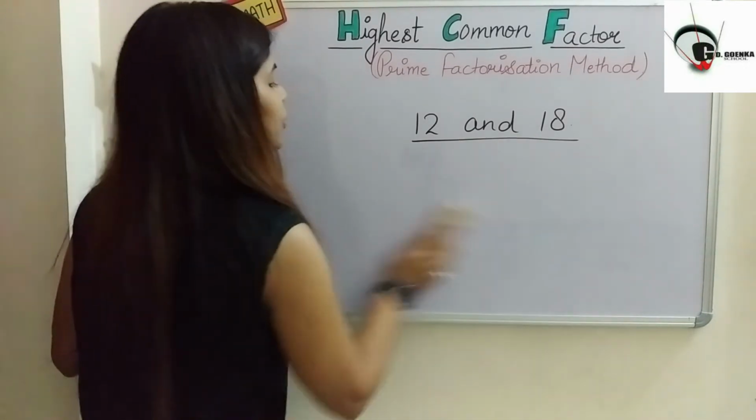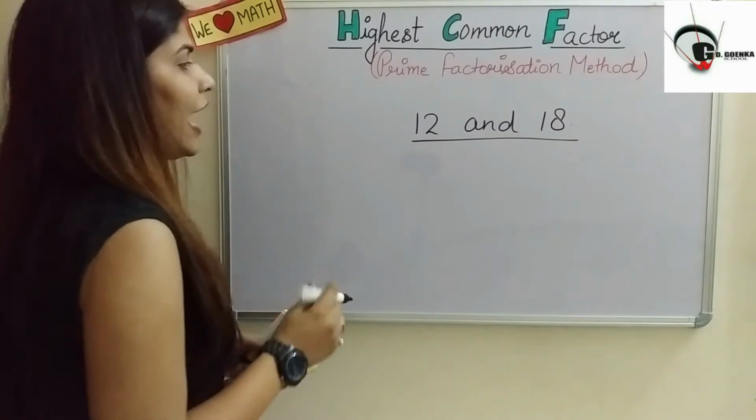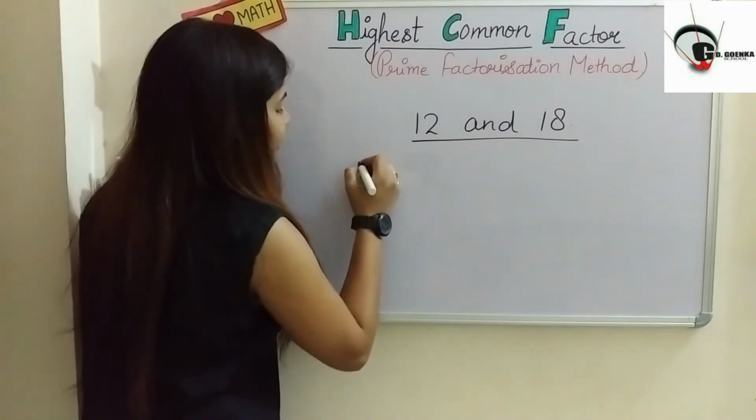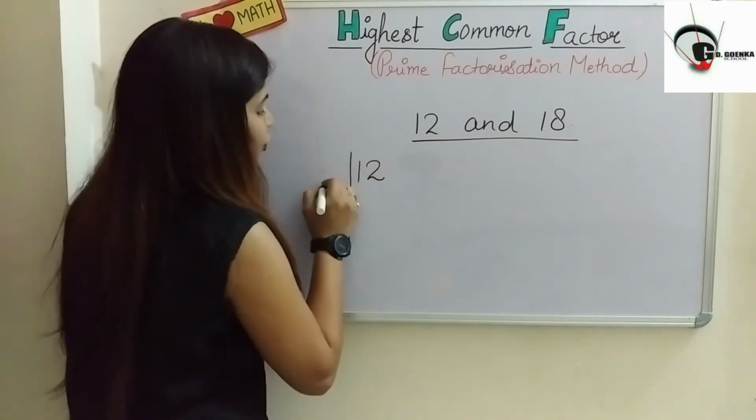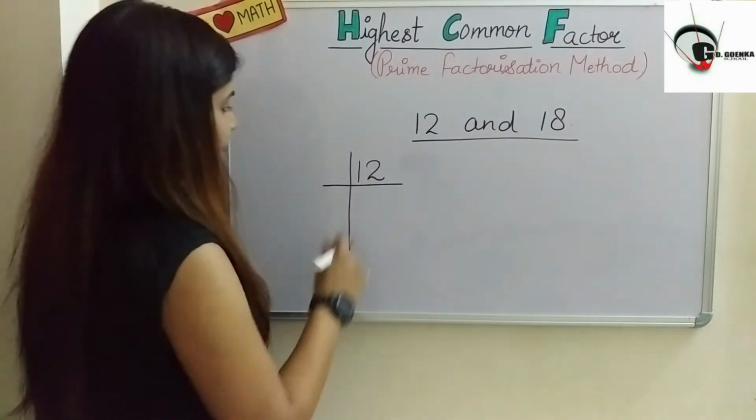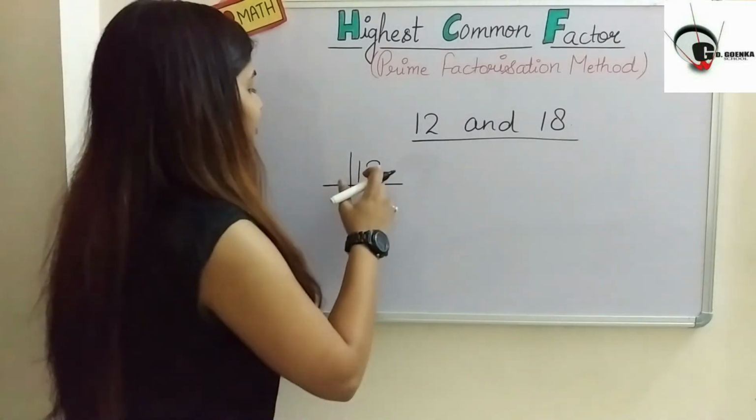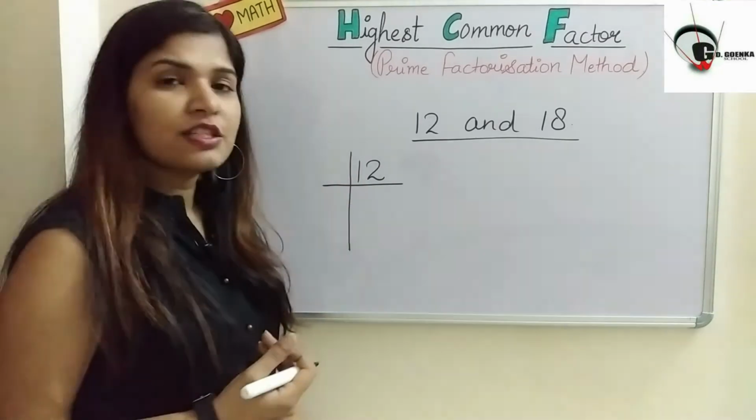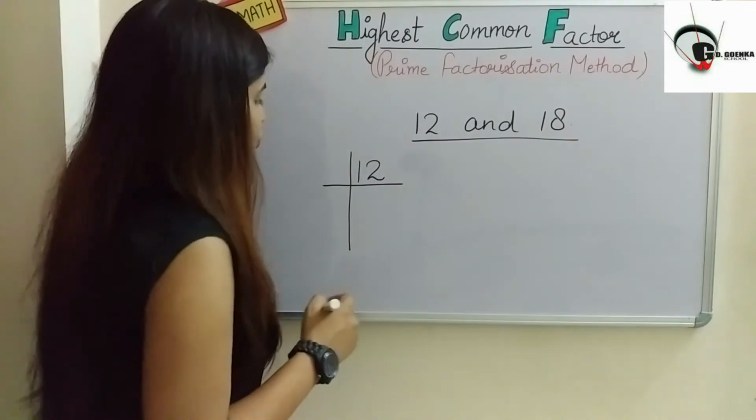Let me do it first of all with these two examples itself. We have 12 and 18. First of all, I am going to write down the prime factors for 12. For this I need to make a step method like this, and I need to check whether the smallest prime number will divide 12 or not. What is the smallest prime number kids? Yes, it's 2. So let me check with 2.